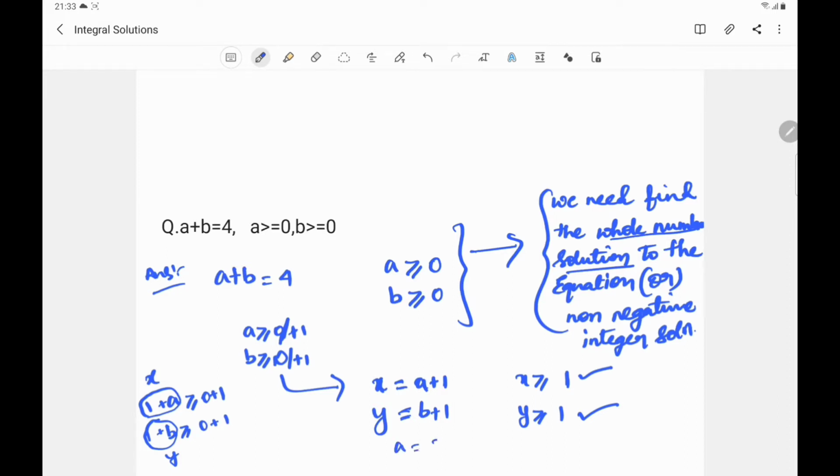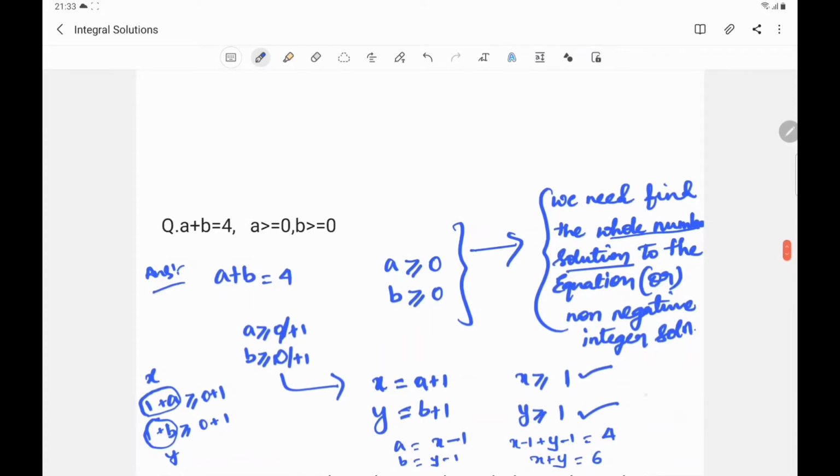Now I'll substitute this x and y in the equation. So a will be x minus 1 and b would be y minus 1. So x minus 1 plus y minus 1 equals 4. So x plus y will be equal to 6. Since it is 6 and x, y are greater than or equal to 1, we know the solutions to this will be 6 balls on the table. So there will be 5 gaps. I'll select 1. So this will give me the whole number solutions, or non-negative integer solutions, to this equation.